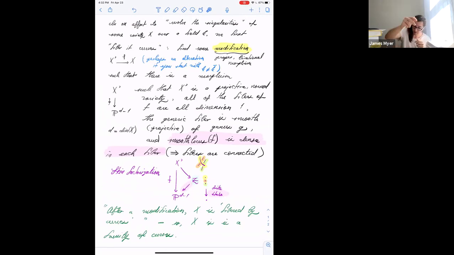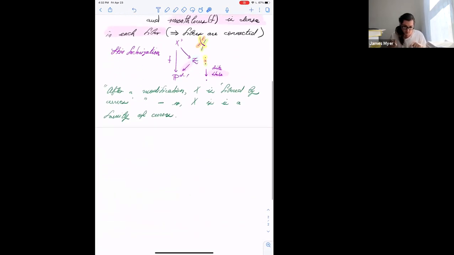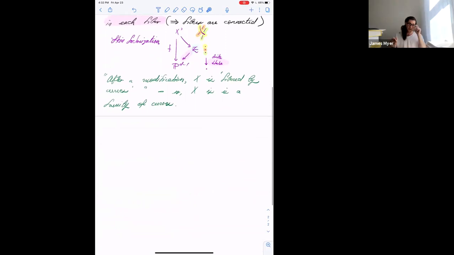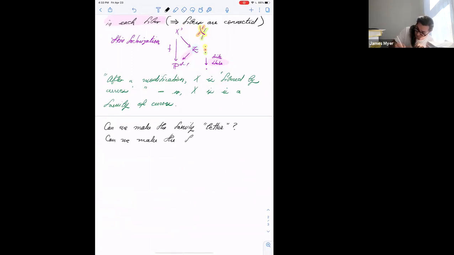So after some modification, X is fibered by curves. Now, once you have a family of curves, you say, well, maybe we can make the family kind of nice. The heuristic is: can we make the family better? And by better, we mean, can we make the fibers have, at worst, nodal singularities?